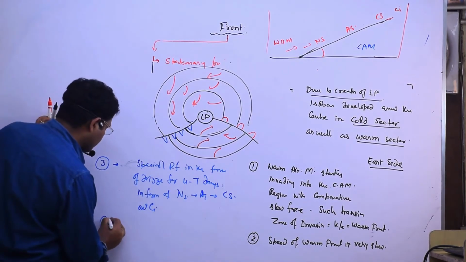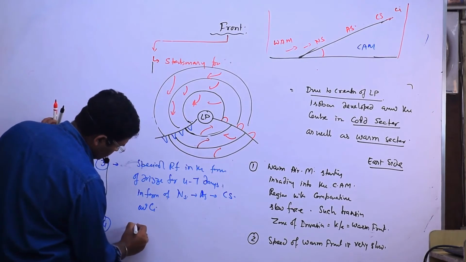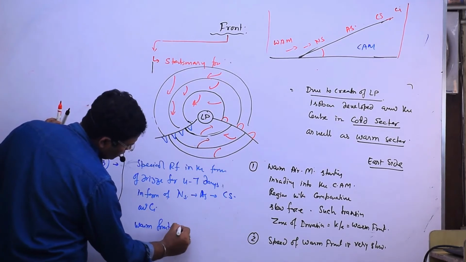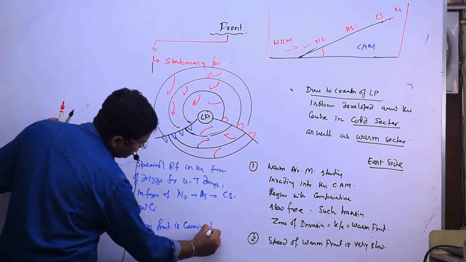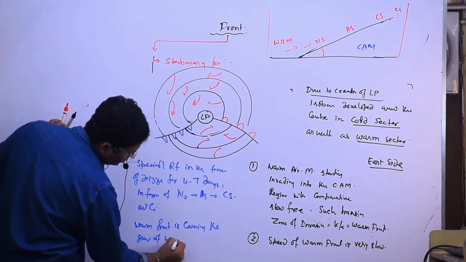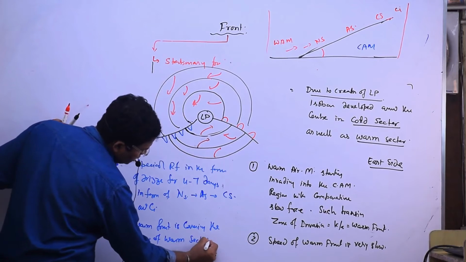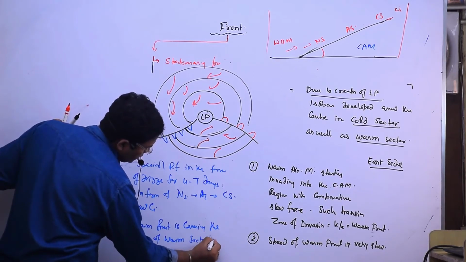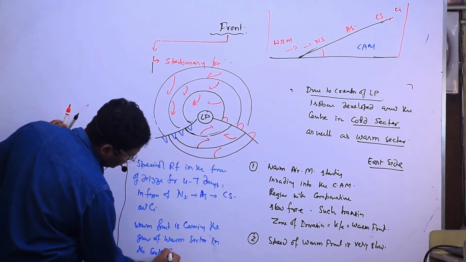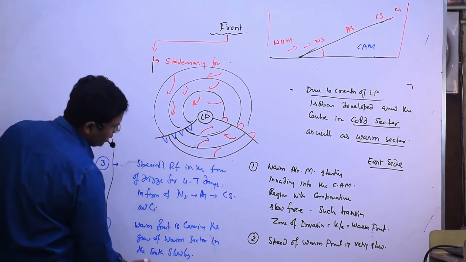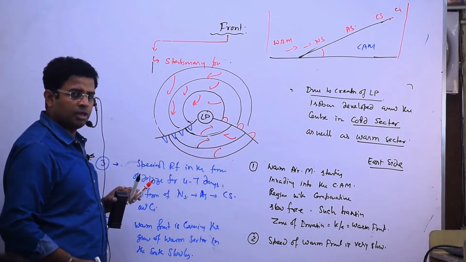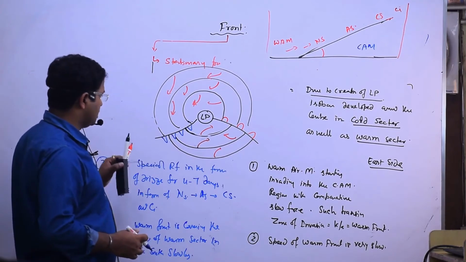Next, it is covering the ground of warm sector. Warm front is covering the ground of warm sector in the south, slowly. In the south, this direction is what I said? South. Okay. Which direction I said that? South.